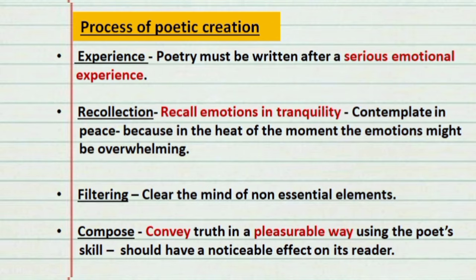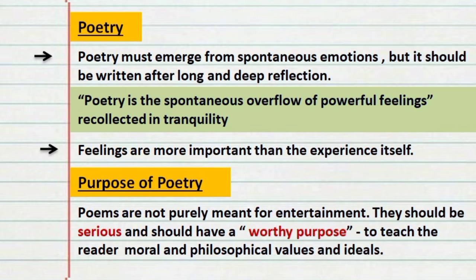Hence, the process of poetic creation should include a serious emotional experience which should be recalled in tranquility, then cleared of non-essential elements, and finally composed into a poem in a pleasurable way, and thus have a noticeable effect on the reader. And that's how Wordsworth asks the poet to create a poem. If this is how poetry should be written, then what is poetry?